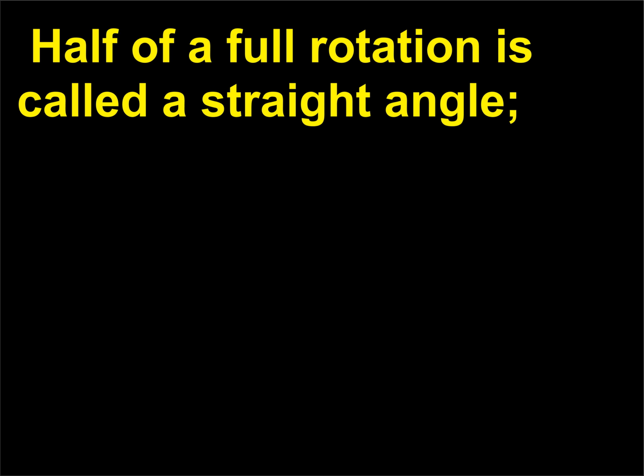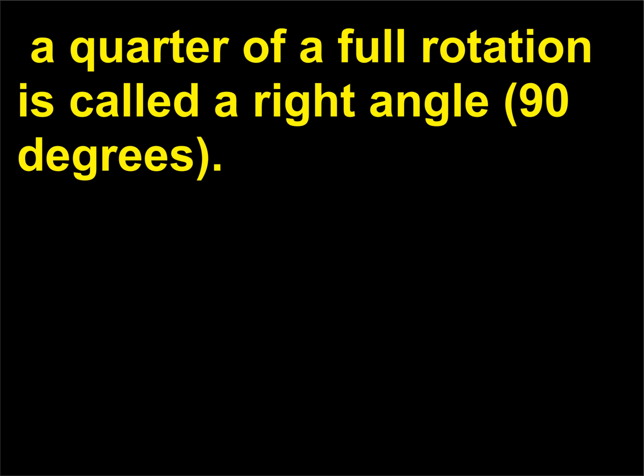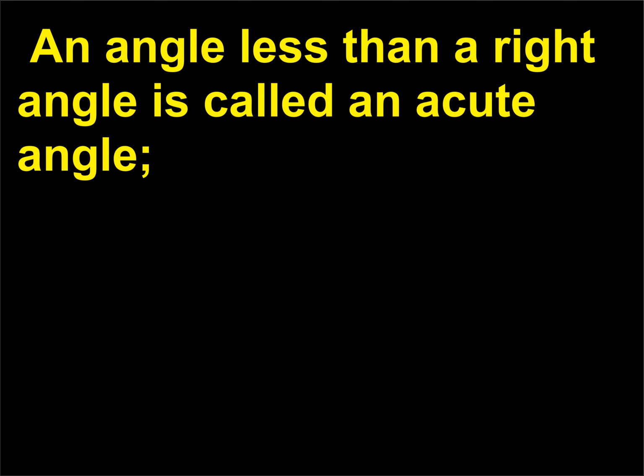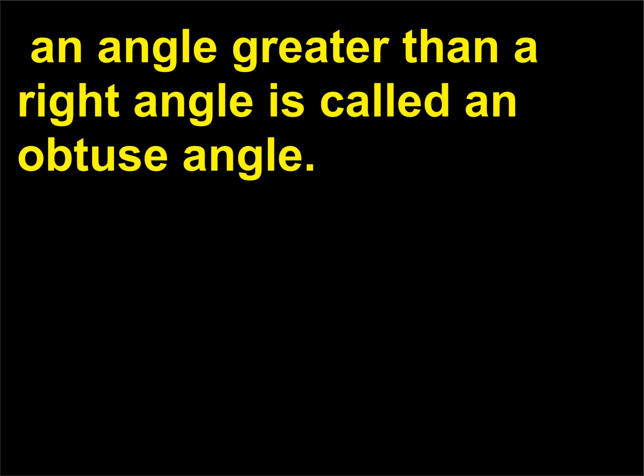Half of a full rotation is called a straight angle. A quarter of a full rotation is called a right angle, 90 degrees. An angle less than a right angle is called an acute angle. An angle greater than a right angle is called an obtuse angle.